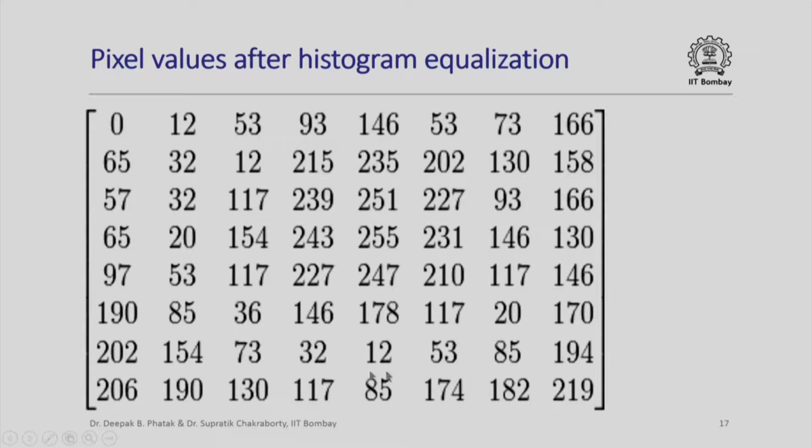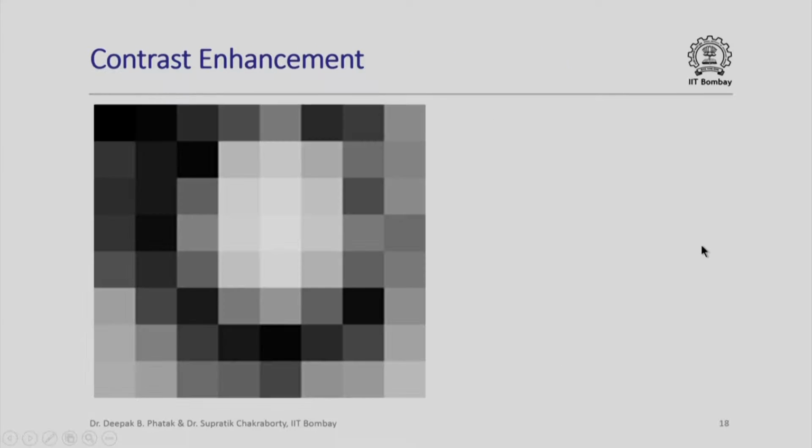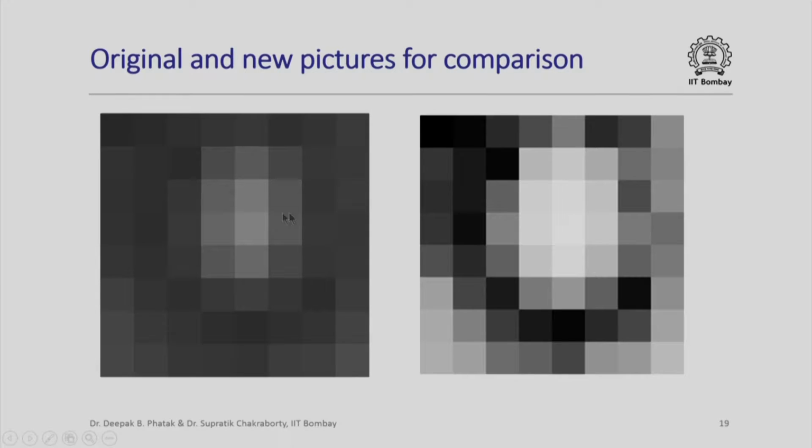Notice that in these new pixel values, the smallest value is actually 0, the largest value is 255, which was 154 earlier. All other values are changed, but they are not arbitrarily changed, they are changed harmoniously in relation with the histogram properties of the image. To see how effective this technique is, let us look at the contrast enhancement that we get. Don't you see that this image looks much better in contrast? Let us compare these two images. This was the original image, this is the new image.